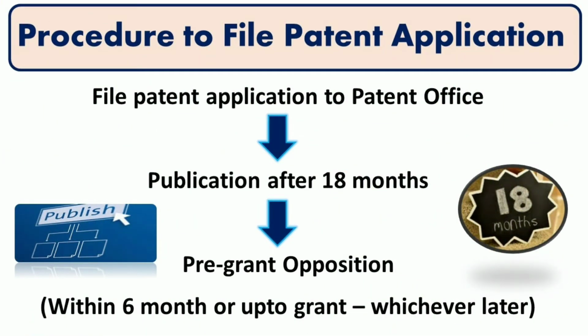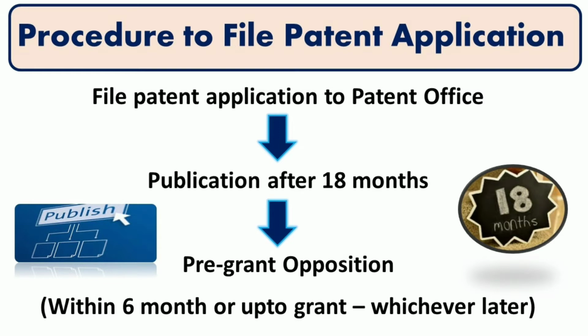Moving towards the procedure to file a patent application. First of all, an applicant needs to file a patent application to the patent office. I am talking about the complete specification over here. This patent will be published after 18 months to the public. It is done by the patent office.